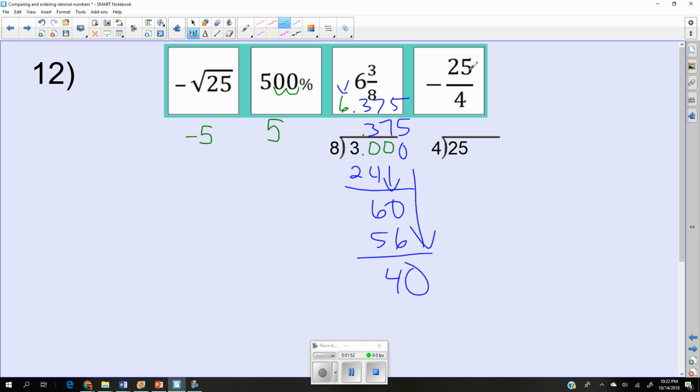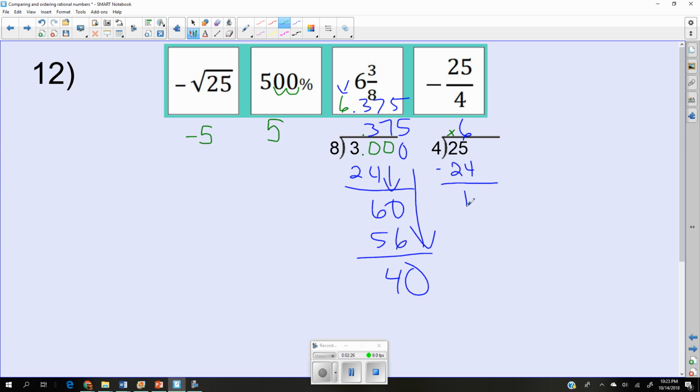And then finally we have negative 25/4, which we have to do the same thing. We have to divide. Inside divided by outside. But this one we can actually divide. So 4 won't go into 2, so we're not going to put our answer here. But 4 will go into 25. So we know that 4 times 5 is 20. 4 times 6 is 24. So this is going to go 6 times. And 4 times 6 is 24. 25 minus 24 is 1.